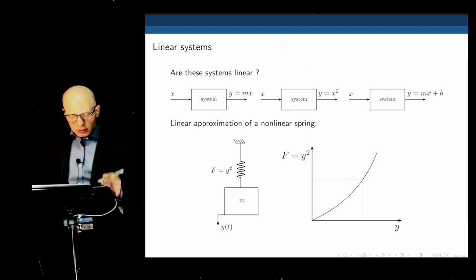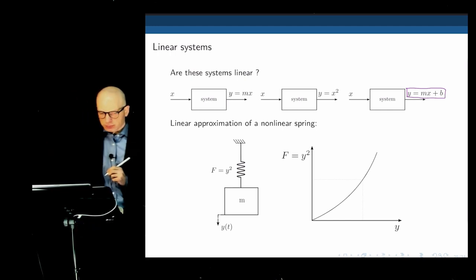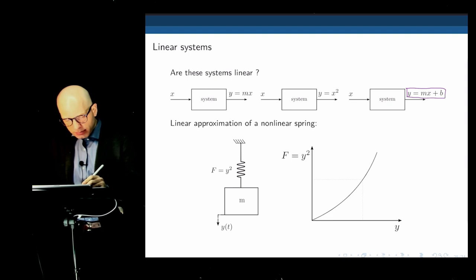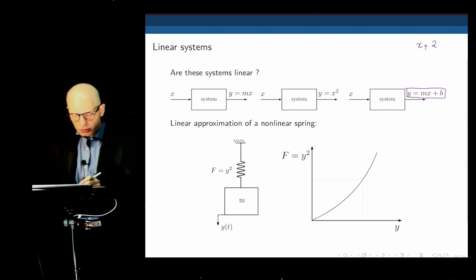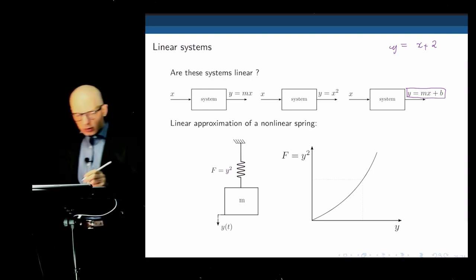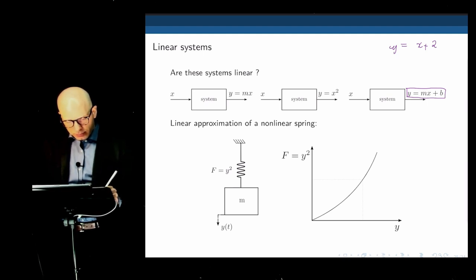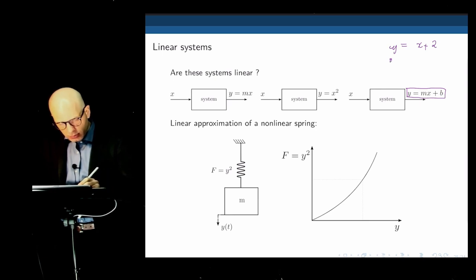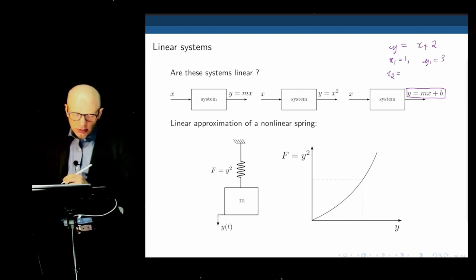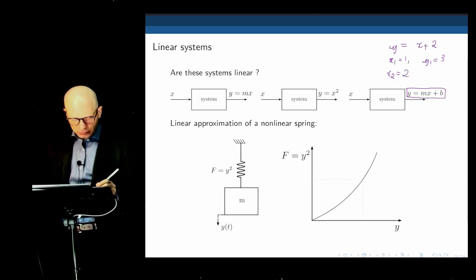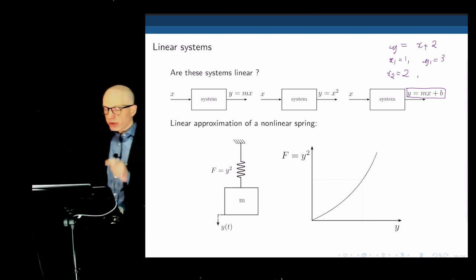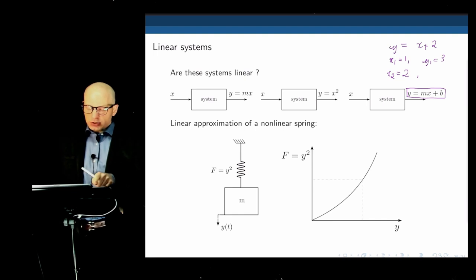In this last system, the input is x, the output is given by mx plus b. Let's assume, for example, that m here is a constant, is simply 1, and b is also a constant, is 2. So y equals x plus 2. Let's give this an input x1 equals 1. What is the output? If x1 is 1, the output is 3. Y1 equals 3. If you now give this a different input, let's say x2 equals 2, what should we expect to see in the output? Well, if we are scaling the system, you see that the first one was multiplied by a factor of 3.